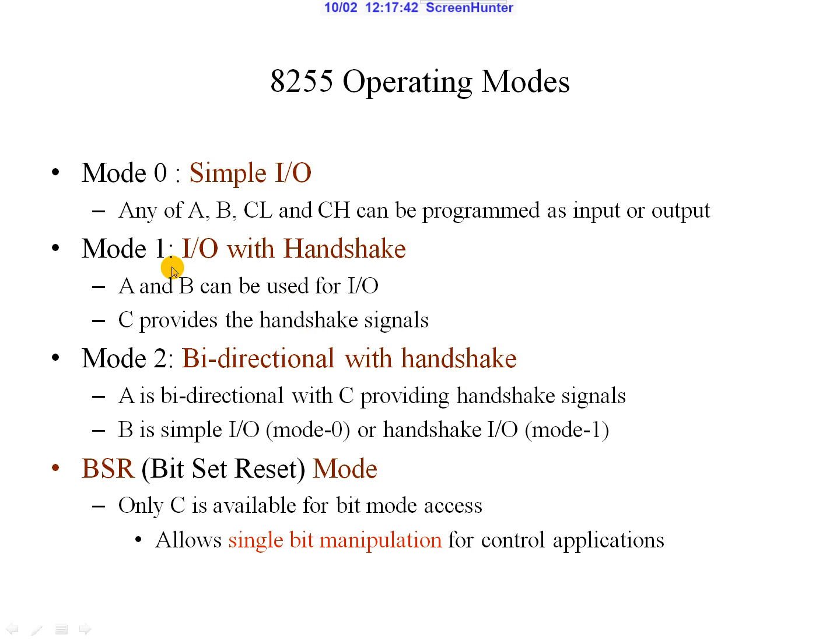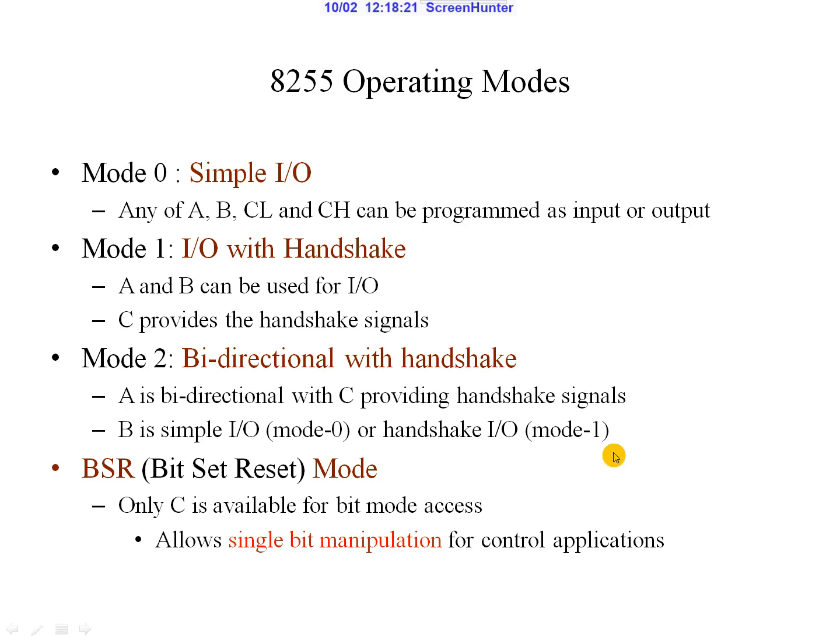And mode 2 is going to be used for bidirectional with handshake. So here the input output is in a single direction, that is, if you are going to use that particular pin as an input, it is only used in the input mode. And if it is going to be used as an output, then it is only an output. But this mode 2 is going to be bidirectional. So at a time you can use these pins as either an input or an output. So A is bidirectional with C providing the handshake signals.